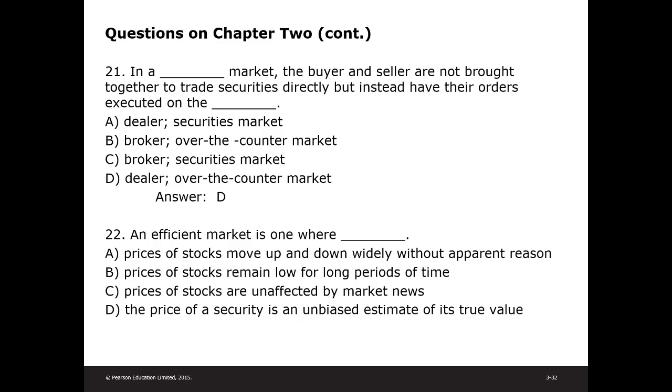Next question. An efficient market is one where prices of stocks move up and down widely without apparent reason. That's not true. This is not an efficient market, of course. Prices of stocks remain low for a long period of time. Of course, this is not true. There is no stock market that remains at the same level for a long time. Prices of stocks are unaffected by market news. This is totally wrong. The stock market is always affected by market news. Any news in the market can affect stock prices. And finally, the price of a security is an unbiased estimate of its true value. That's the true one. So the answer will be D, because the price of any security should mirror or estimate its true value.